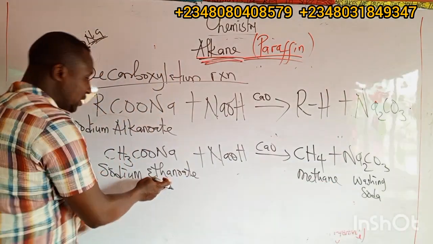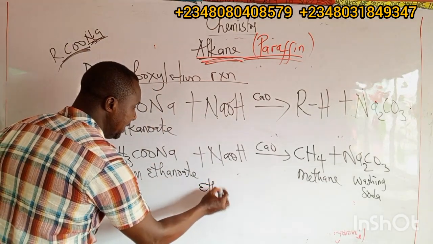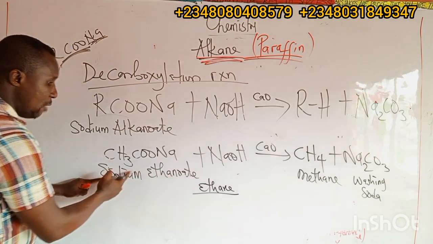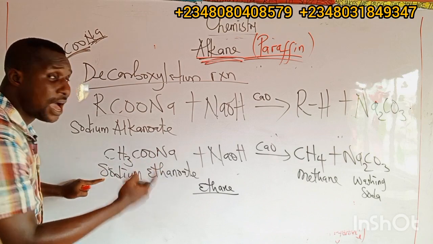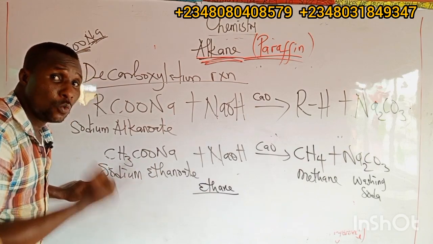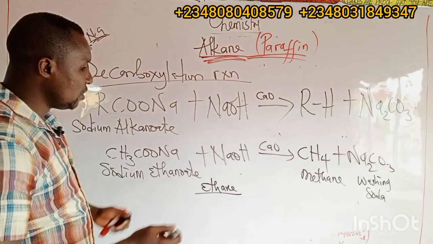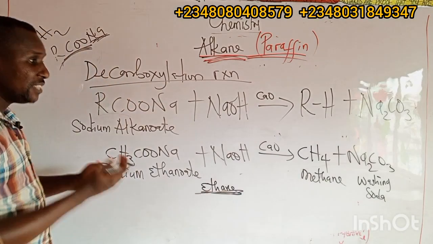Okay, look at it. This is sodium ethanoate, and I get methane. I want to prepare ethane now. This time I will use sodium propanoate. How will I get the chemical formula of sodium propanoate? Let us look at the preparation of ethane. I told you it is the same method.